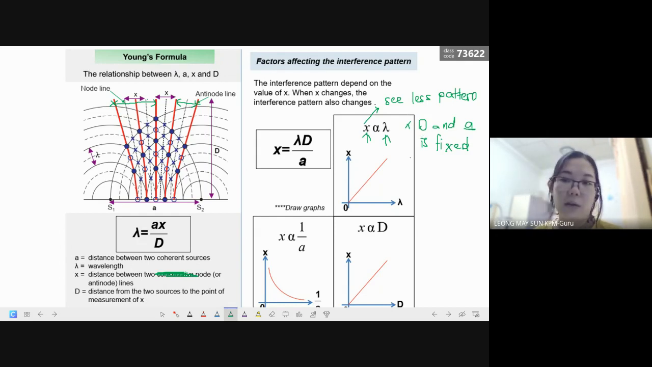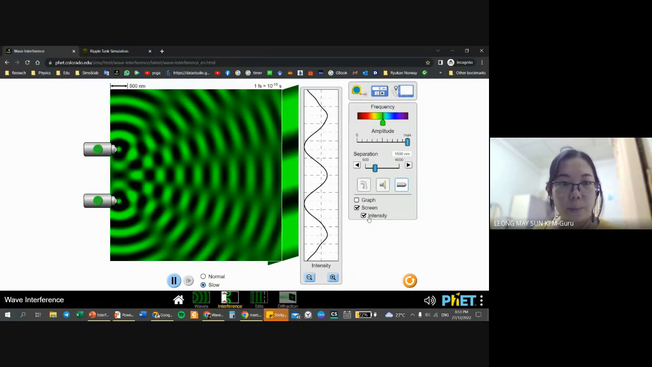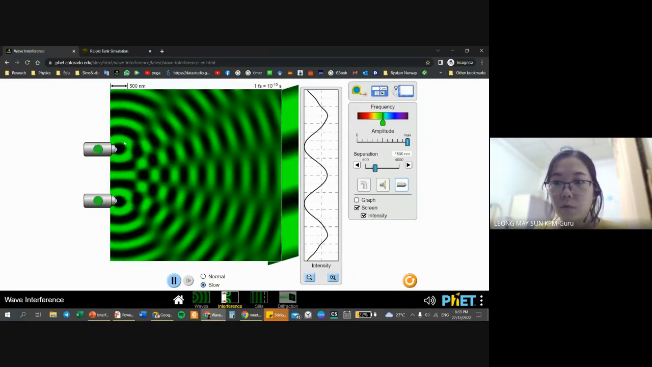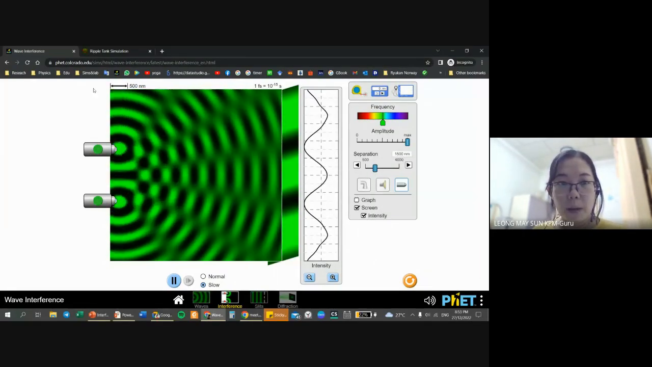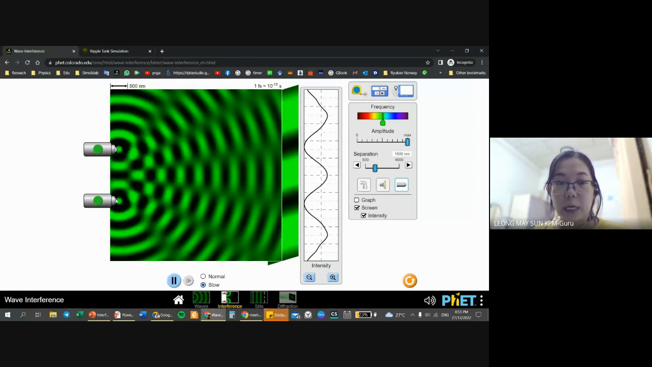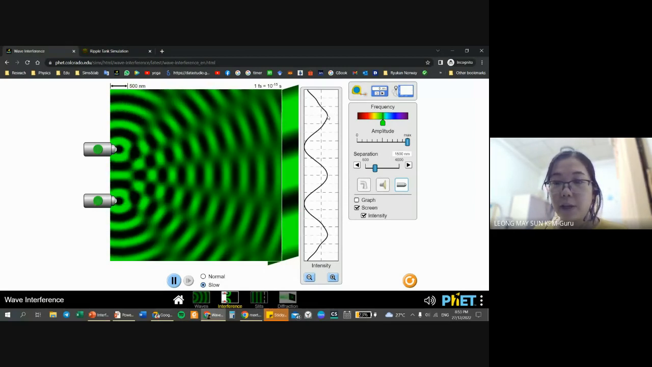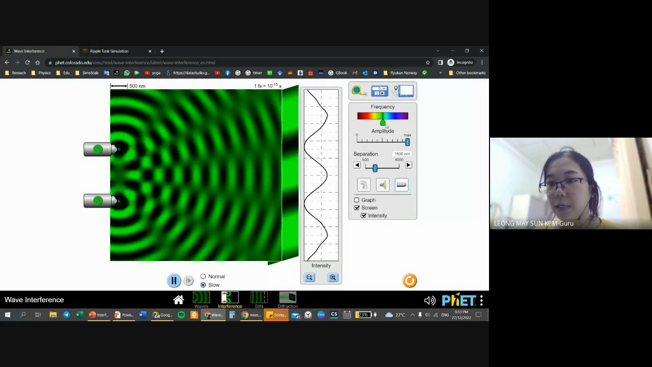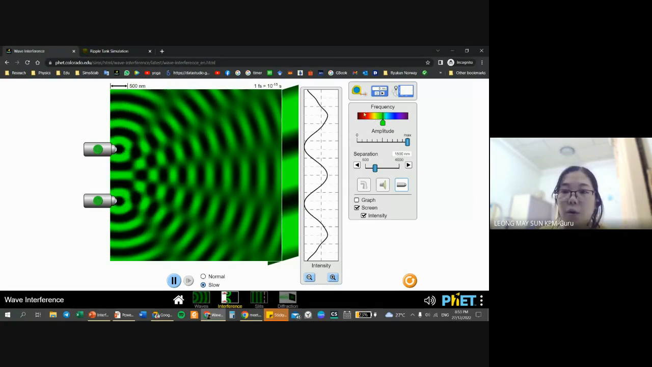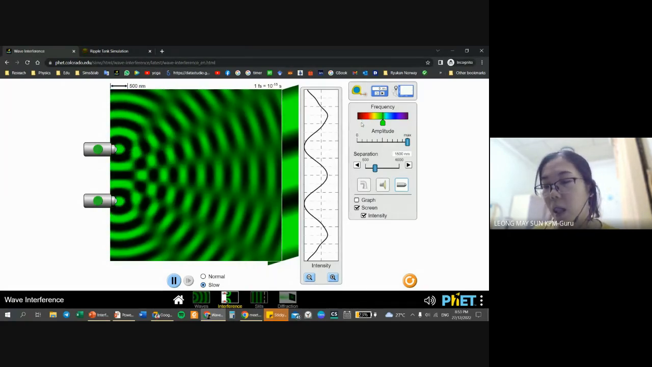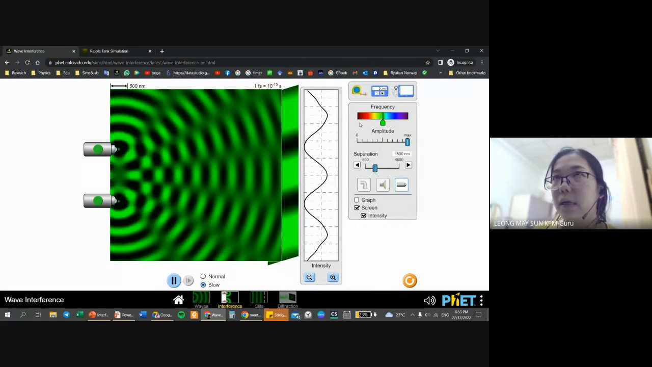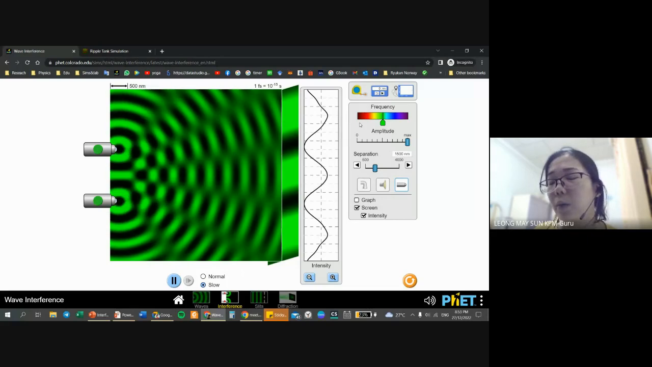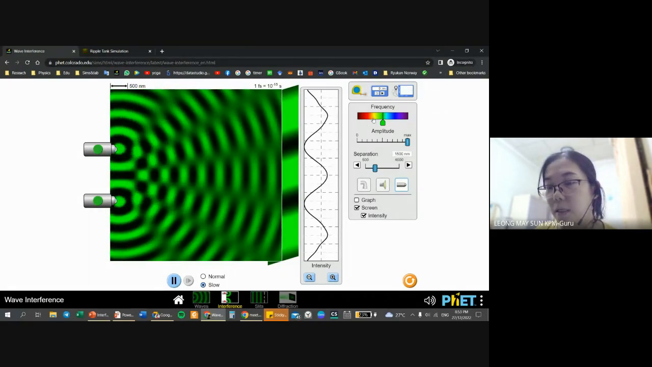How does it mean? Okay, so here we're going to change the wavelength. I'm going to show you the simulation right now. I'm going to fix the a. We are going to observe the x. I'm going to change the frequency. How am I going to change the frequency of the light wave? It's actually from here. All right. So red light has more wavelength. Higher wavelength means lower frequency.